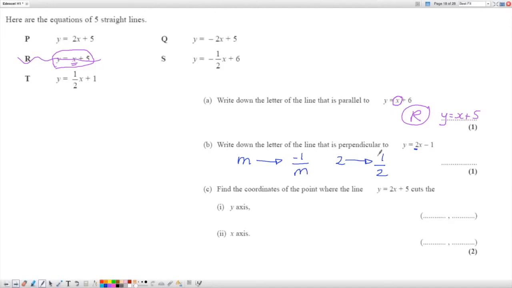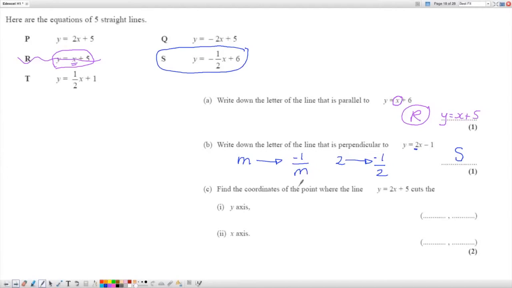Again here, we're looking for 1 over 2. It's going to be negative, the negative 1 here. So we're looking at S. In our equation here, the coefficient is -1 over 2, corresponding with the letter S for this graph.